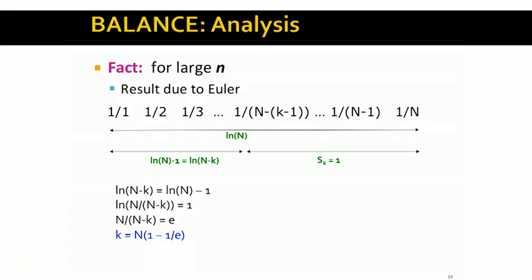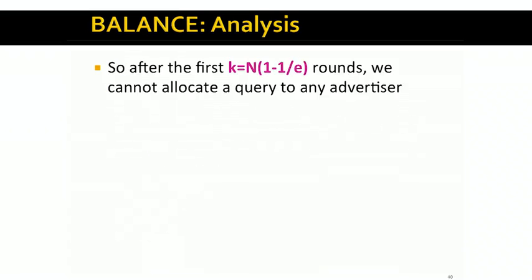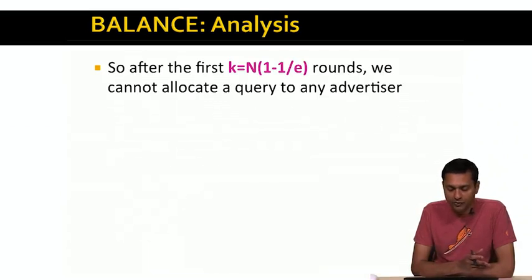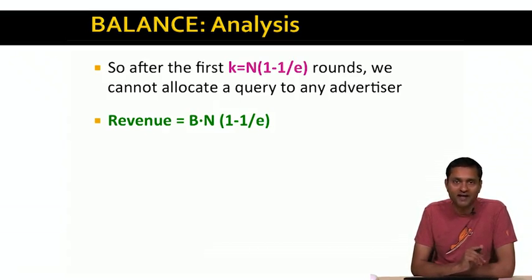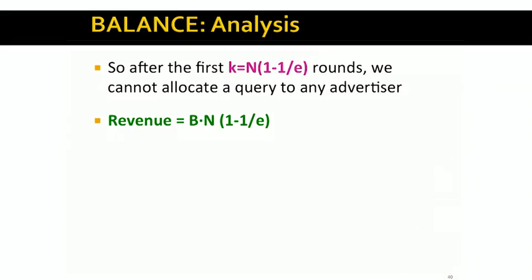So we've in fact found the k such that after k rounds, we've exhausted the budgets of all advertisers k plus 1 through n, and therefore we cannot assign any queries to any advertiser. So after the first k rounds, and k is n times 1 minus 1 by e, we cannot allocate any query to any advertiser. And so the revenue from the balance algorithm is given by B times n times 1 minus 1 by e, since in each round we have B queries.